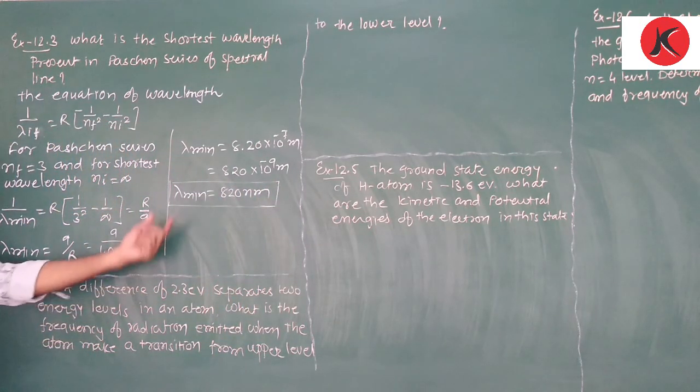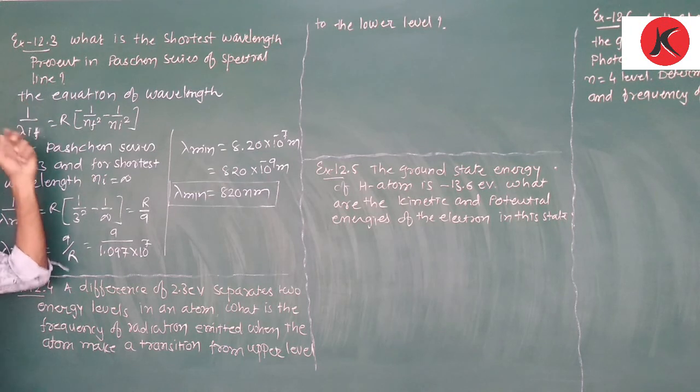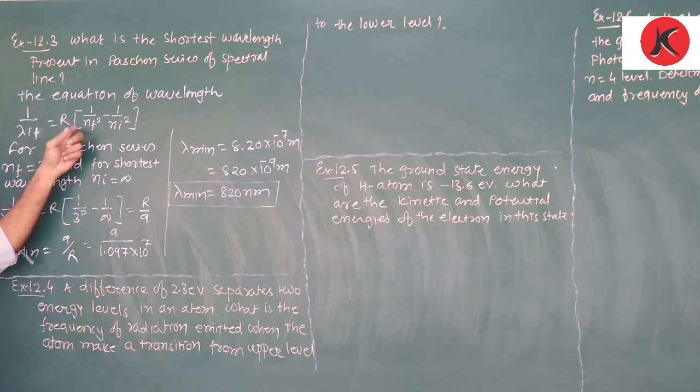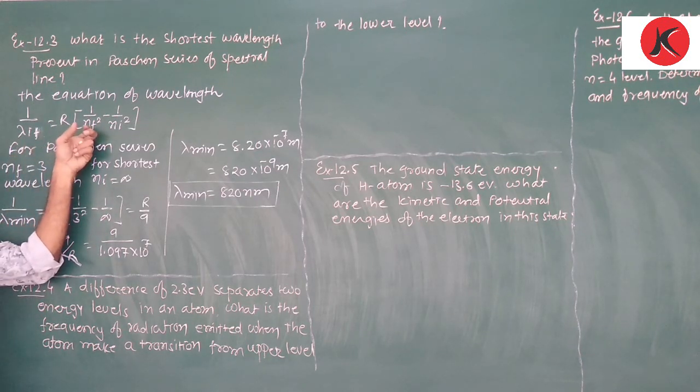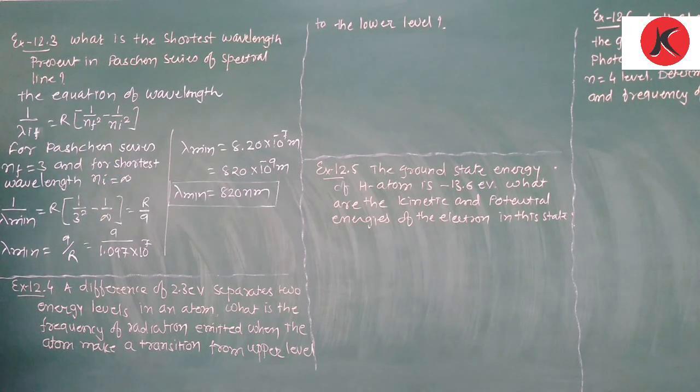So that is the shortest wavelength of the Paschen rays. Again, that is very easy. The general equation of the wavelength is 1 upon lambda_if is equal to R into (1 upon n_f square minus 1 upon n_i square). For Paschen rays, consider n_f is equal to 3, while for the shortest wavelength, n_i is equal to infinity. Substituting this, we obtain the minimum wavelength.